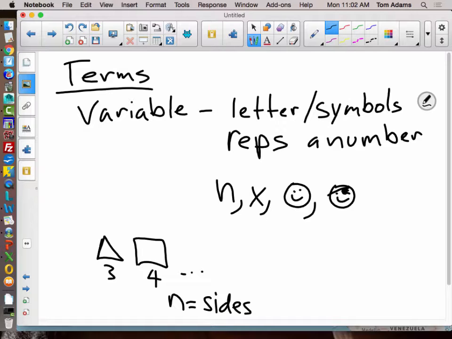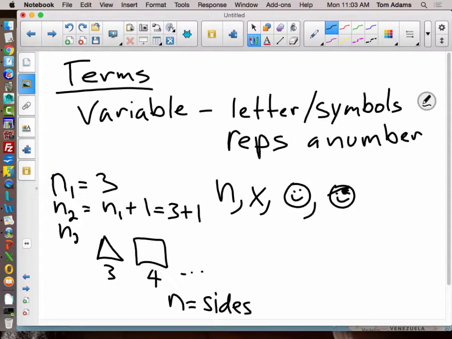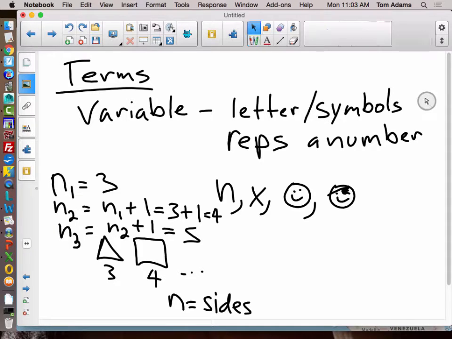Right? So we could say n1 equals 3. n2 equals n1 plus 1, or 3 plus 1. n3 equals n2 plus 1, which was 4, 5, and so on and so forth. So there's a mathematical thing. I did a real simple example for example number 1 to kind of get your idea around it, but in Algebra 2, we've got to put a formula to it.